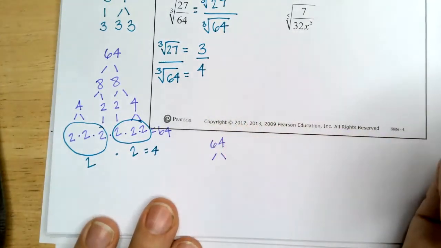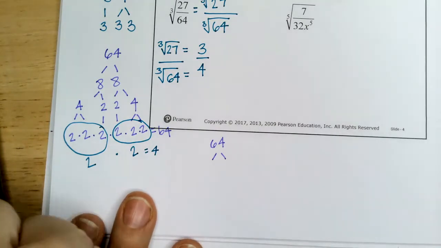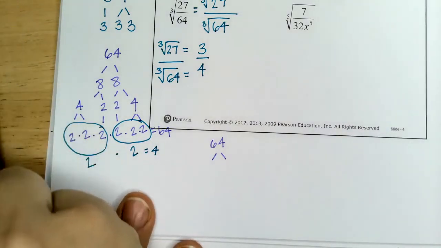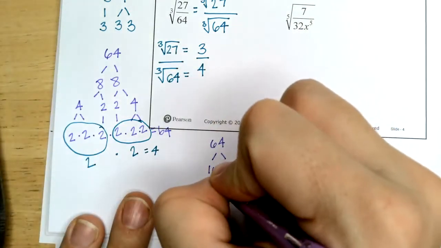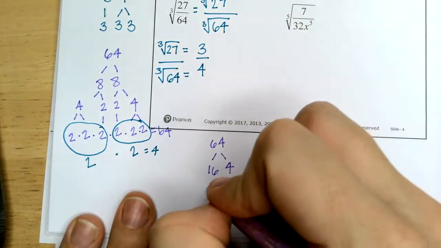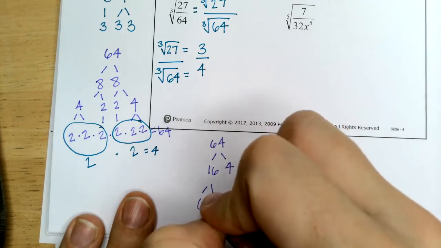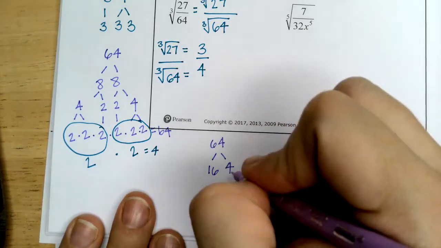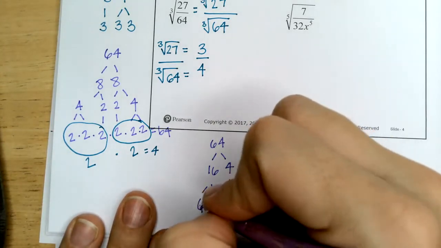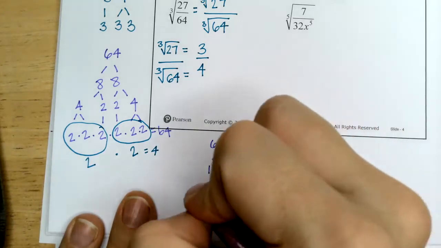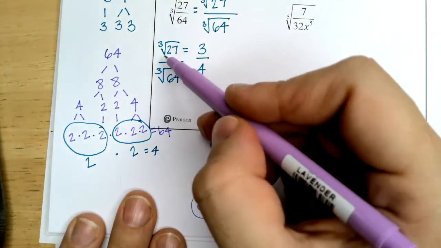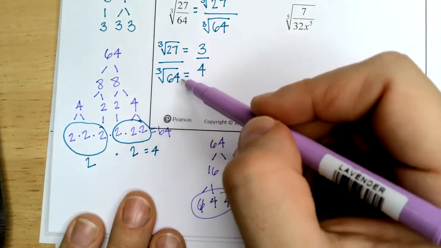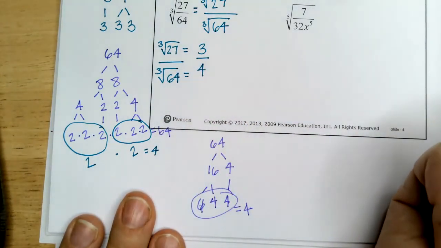Not 8 and 8. We want 4. What's 64 divided by 4? It is 16. That makes sense because we're looking for 4s. 16 is 4 and 4. And the 4 is just 4. 4 times 4 times 4. That's a group of 3. So that comes out. So the cube root of 27 over the cube root of 64 is 3/4. Good.